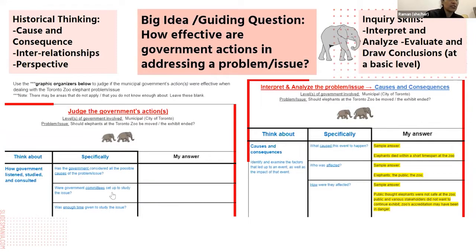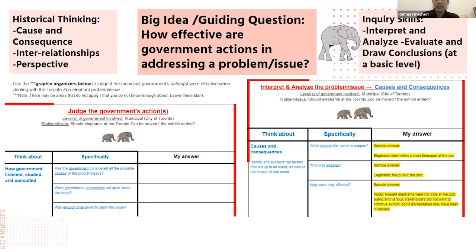The third lesson I'm going to talk about is a grade 5 lesson that connects with the government unit as well. The big idea or guiding question is, how effective are government actions in addressing a problem or an issue? The inquiry skills were interpret and analyze, evaluate, and draw conclusions. And the historical thinking was cause and consequence, interrelationships, and perspective. So in this lesson, they really walk through a big chunk of the inquiry process.